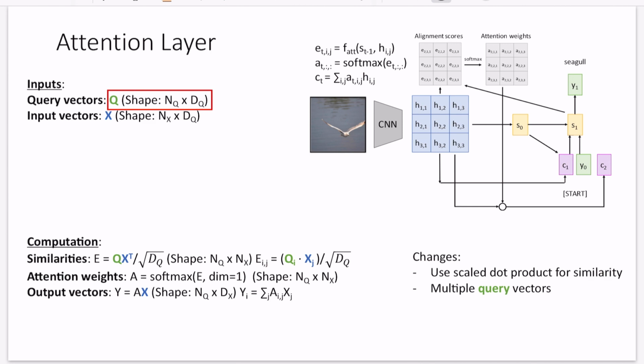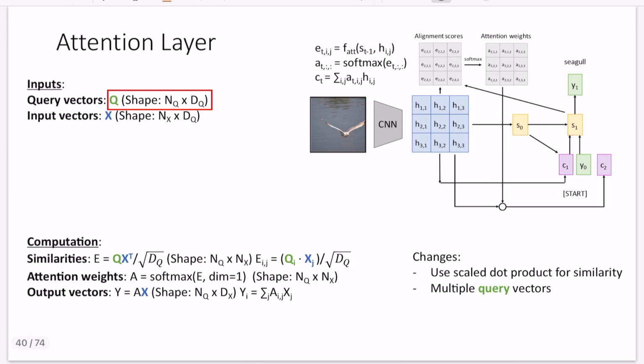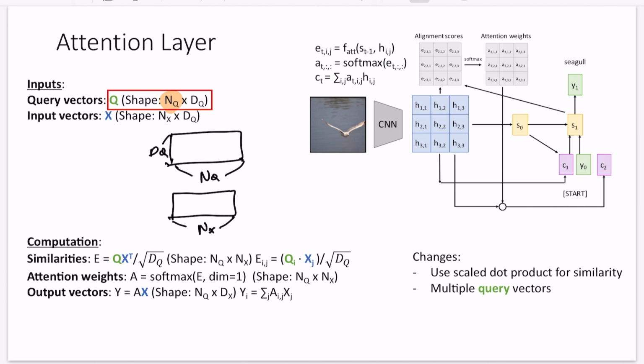Okay, so the next generalization of the attention layer is, rather than just one query vector, from now on let's talk about NQ kinds of different query vectors. So from now on, we have NQ by DQ query vectors and NX by DQ input vector X, right? In this case, we can similarly compute the similarity between the query vectors and input vector and define the attention and generate the output.